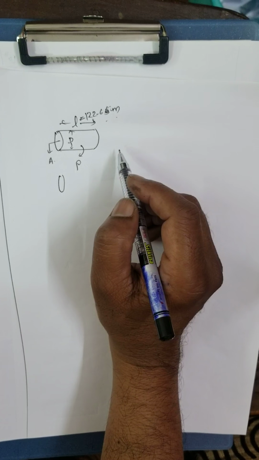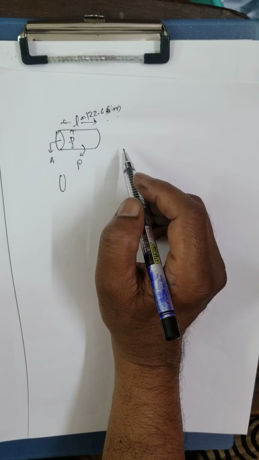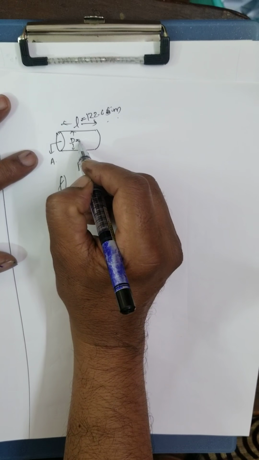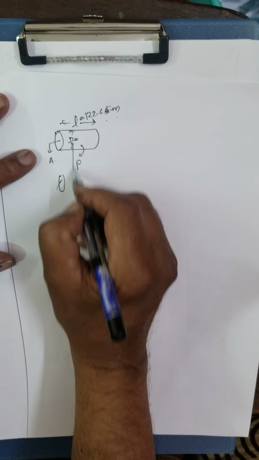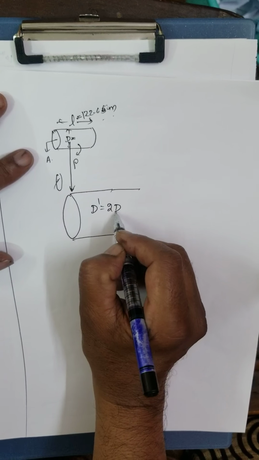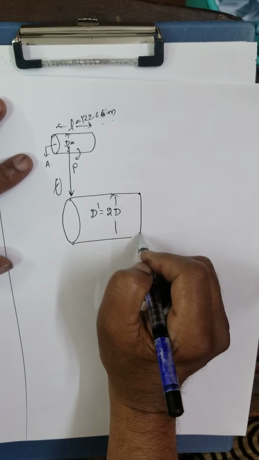Now another question I ask. How much does the resistance change if the diameter is doubled? Suppose this is the diameter. Now I will double the diameter. The new diameter is 2 times the old diameter, but the length remains constant.